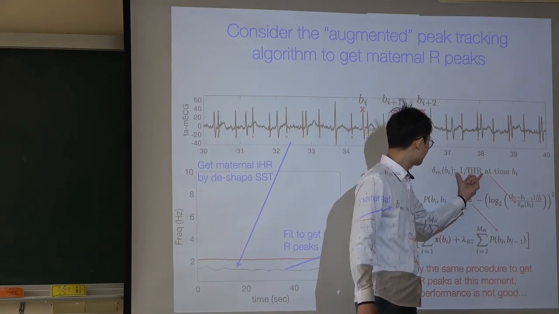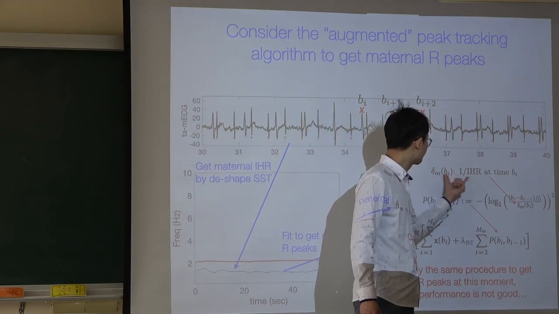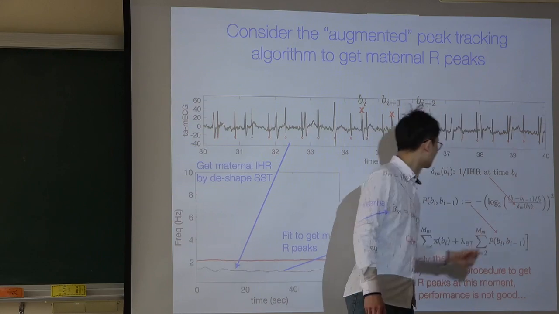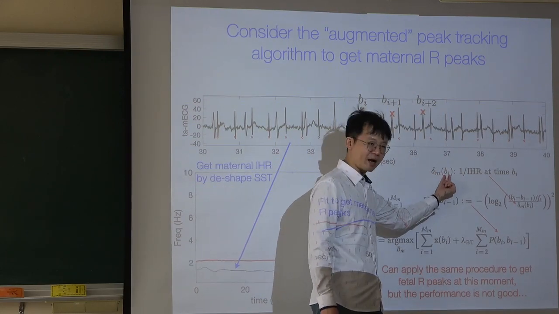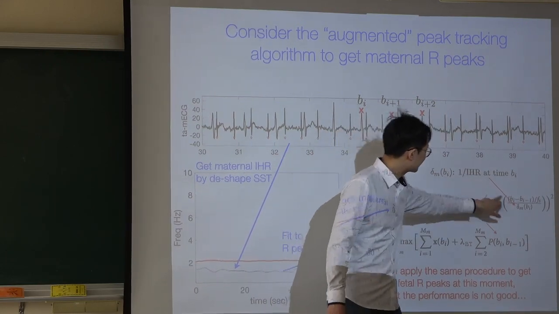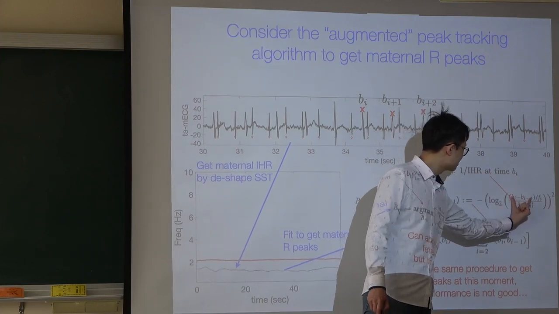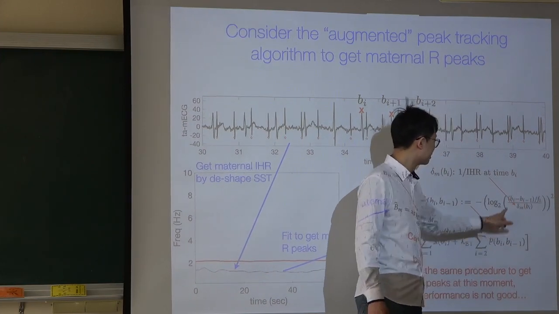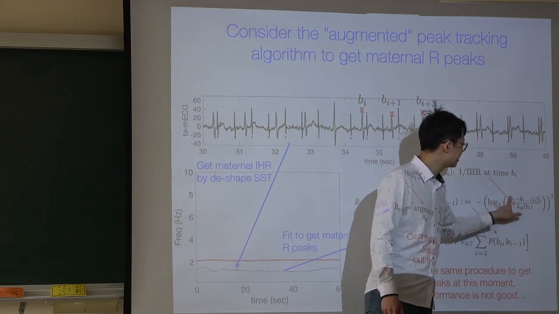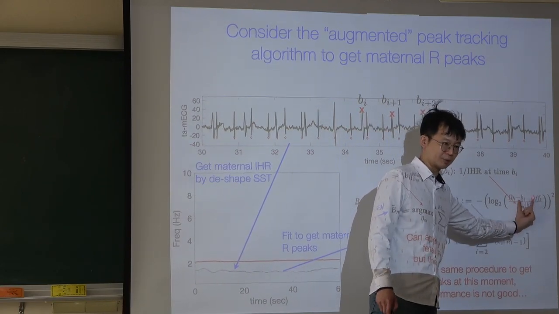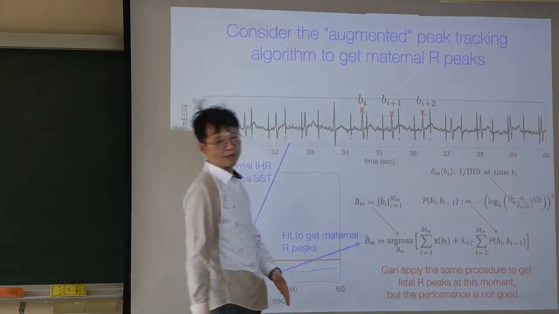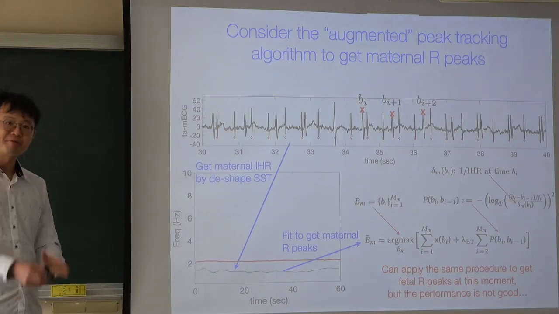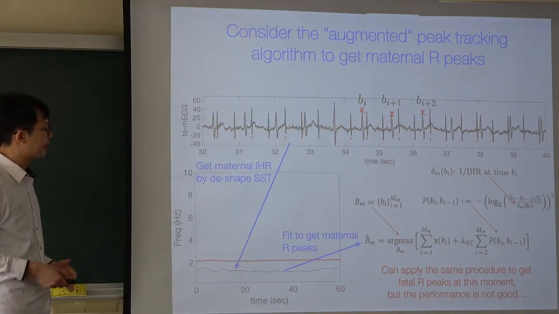And this D-shape algorithm, you can use it as the hinge point. That delta M at BI will be the instantaneous heart rate at time BI. And then when you use the two consecutive heartbeats difference divided by frequency, then hopefully, ideally, they should be as close as possible to 1 if we find the R peaks correctly.